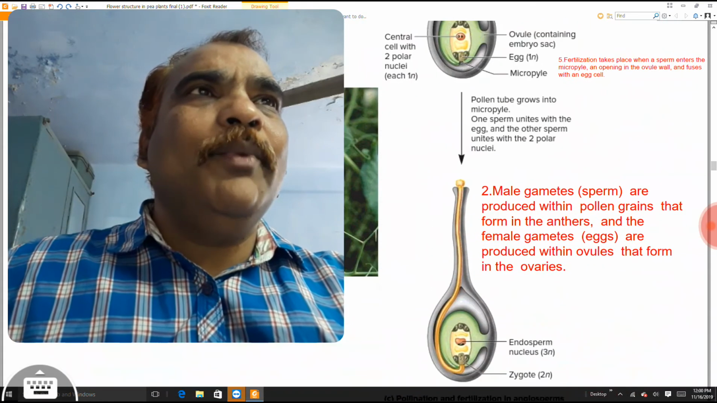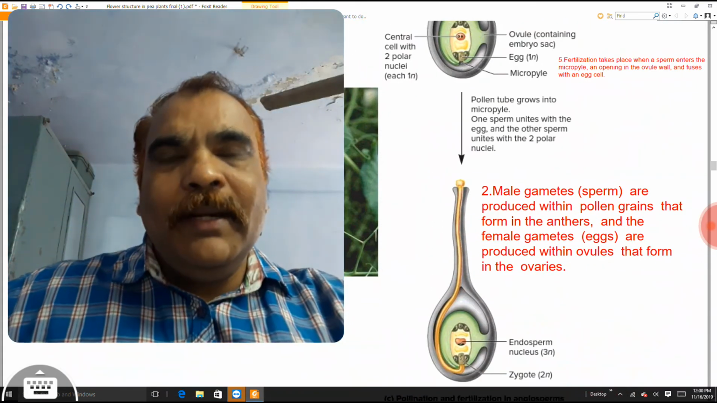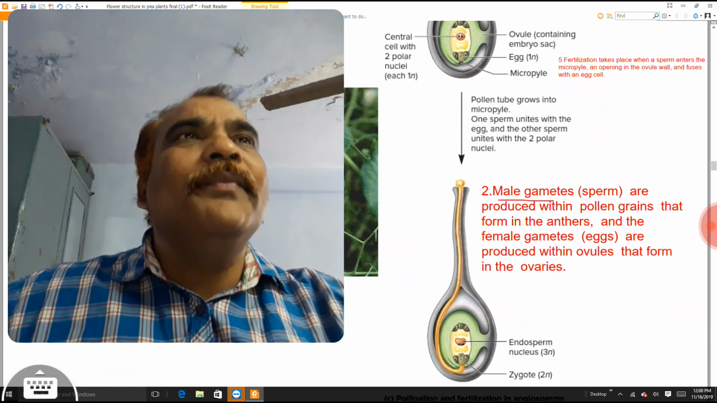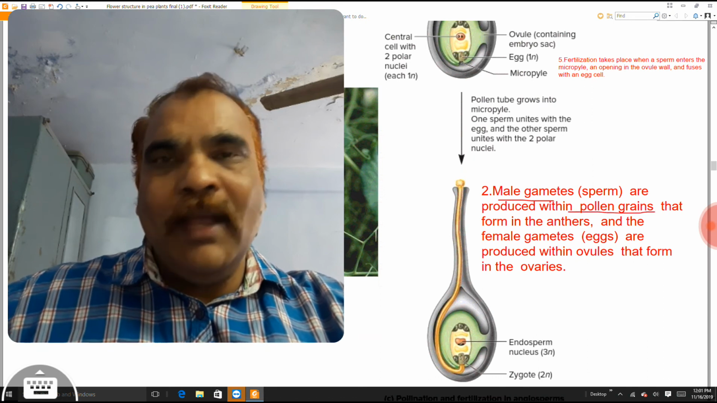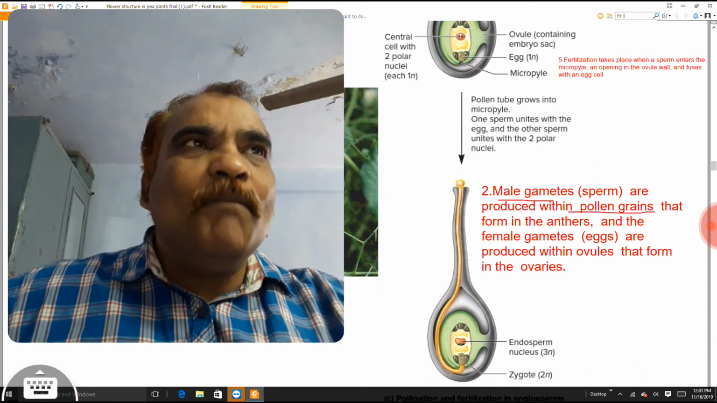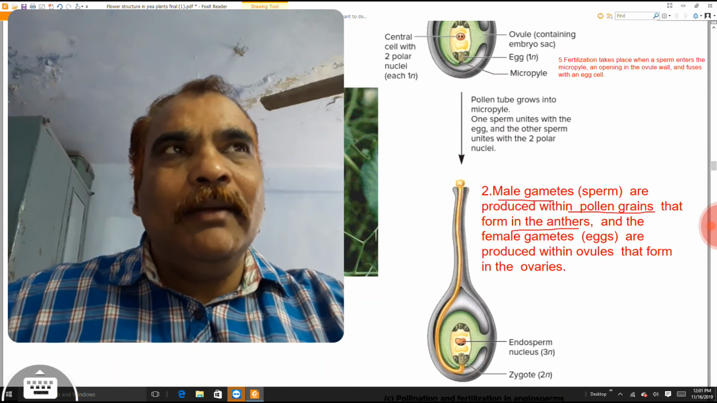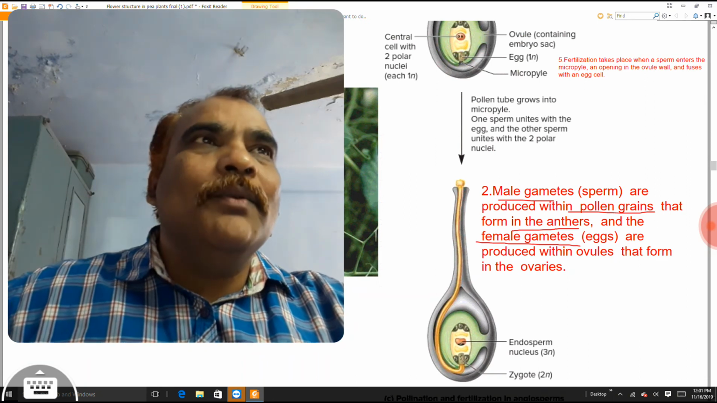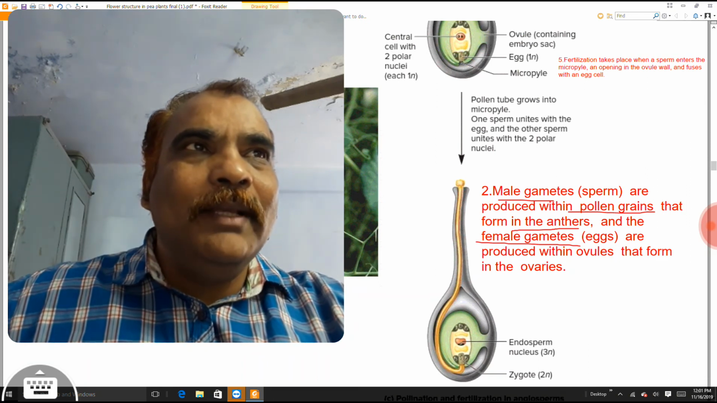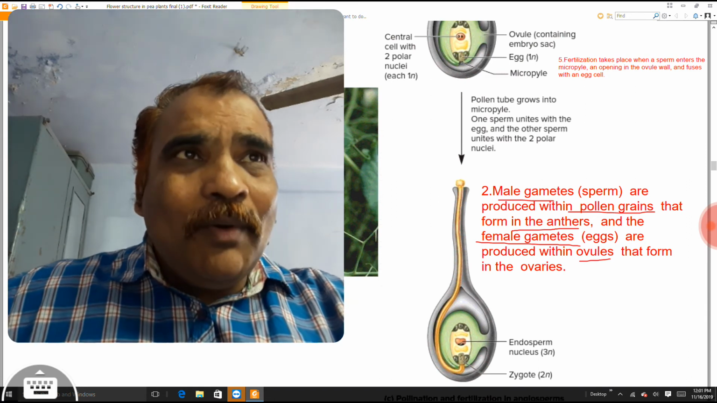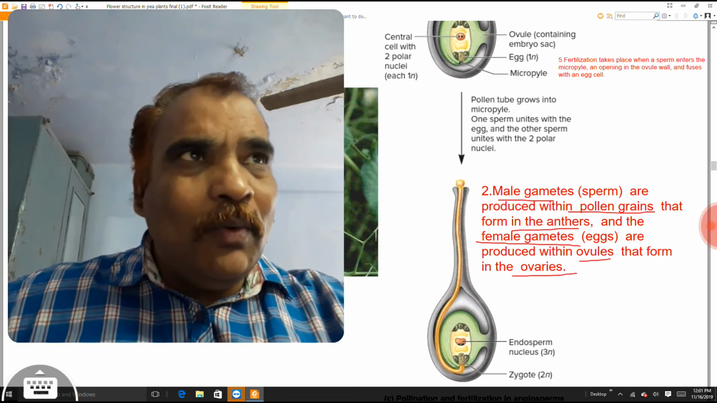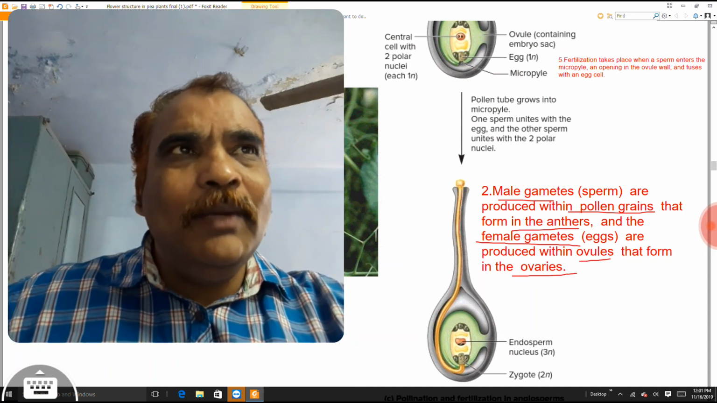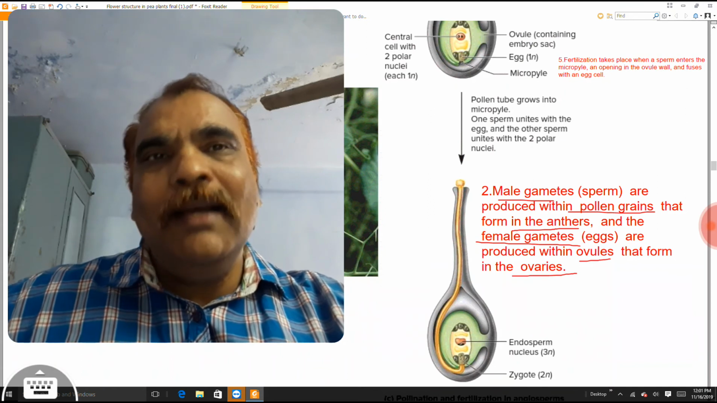Now, the second point. Male gametes are known as sperm. The male gametes, or sperm, are produced within the pollen grain that we have already seen, and the pollen grains are produced in the anther. The female gametes, also known as eggs, are produced within the ovules that form in the ovaries. So inside the ovary, ovules are present, and in the ovule the female gametes, or eggs, are produced.